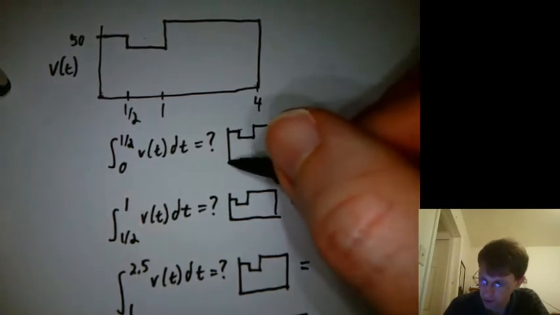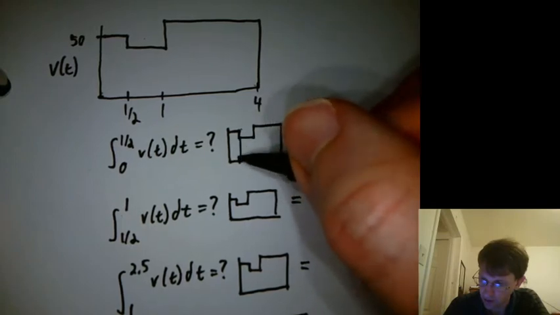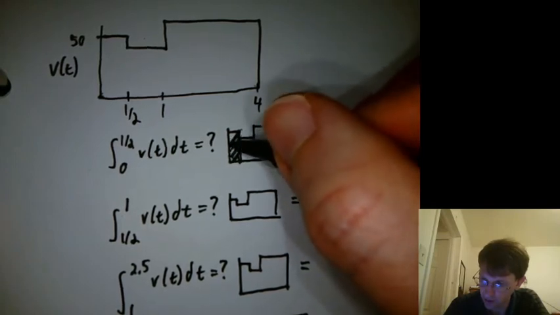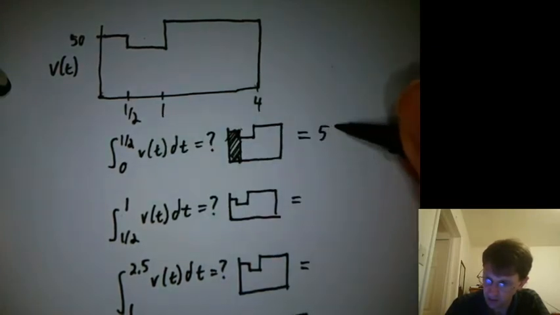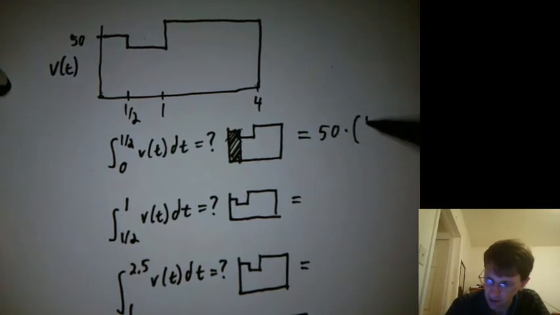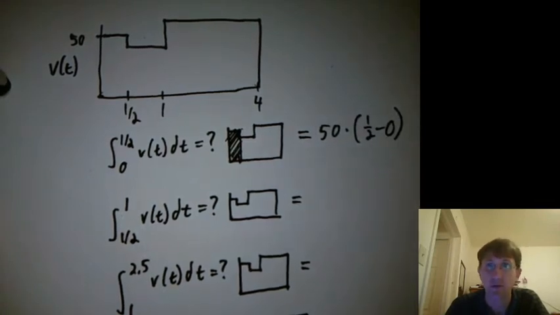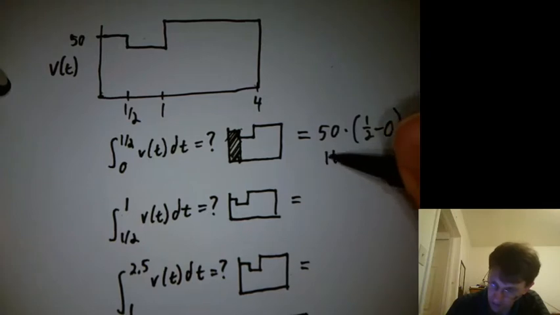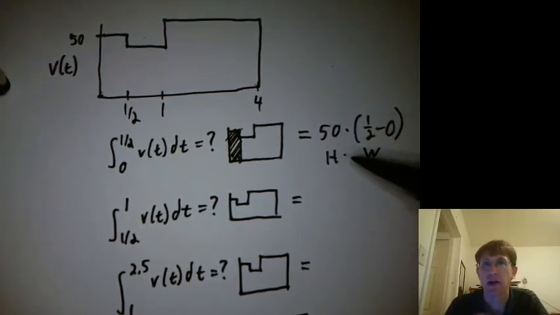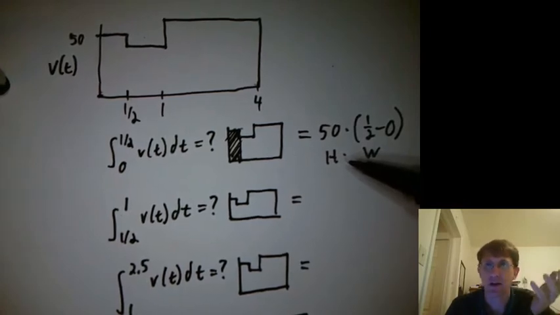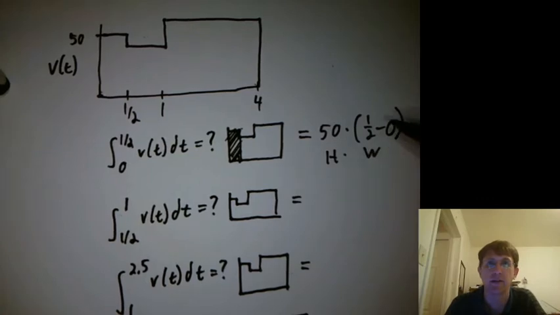It's from 0 to a half, and we'll cross-hatch it like that. And what is that area? Well, it's a height, v of t in that region is 50, and the width is 1/2 minus 0, and that's height times width. Of course, it's not really a height, it's 15 miles per hour, but in our area model of what's going on, it's like the height.